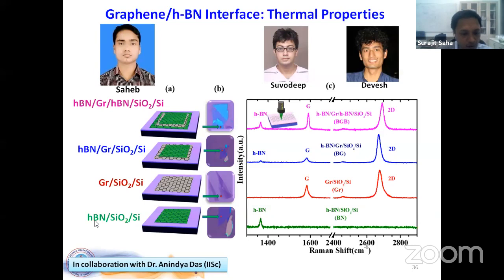So here I have a boron nitride layer on a silicon substrate, a graphene layer on a silicon substrate. Here I have a bilayer, that means boron nitride on graphene on a silicon substrate. And here I have a sandwich, boron nitride, graphene, boron nitride on a silicon substrate. So all these have typical Raman signatures. So this is the boron nitride Raman signal. This is the graphene Raman signal. And since this has both graphene and boron nitride, I have all the signals, and this is another one.